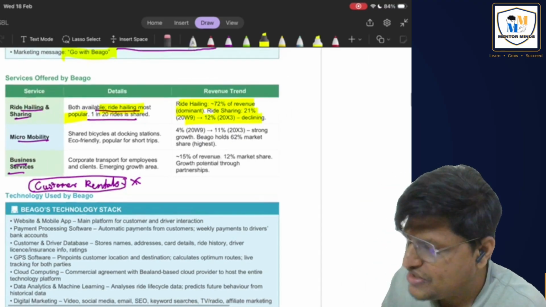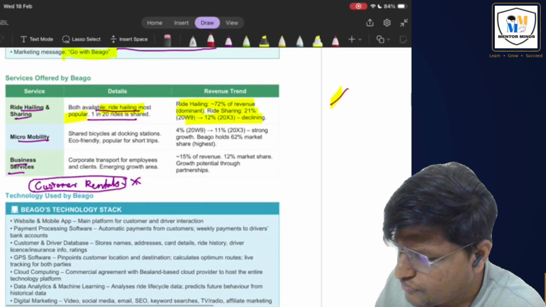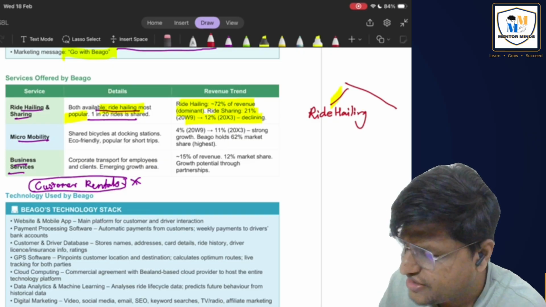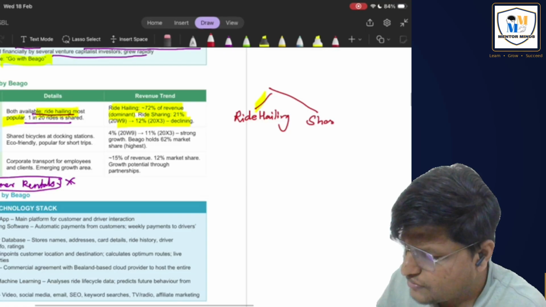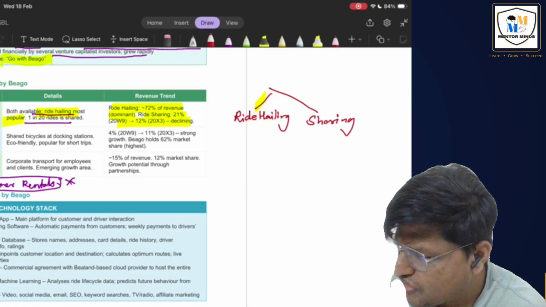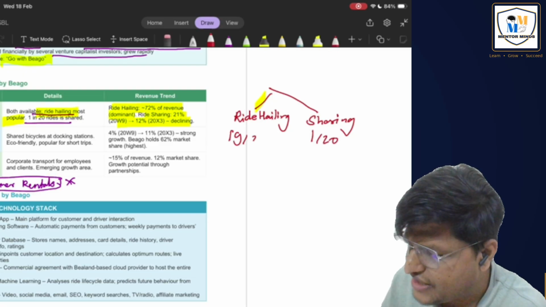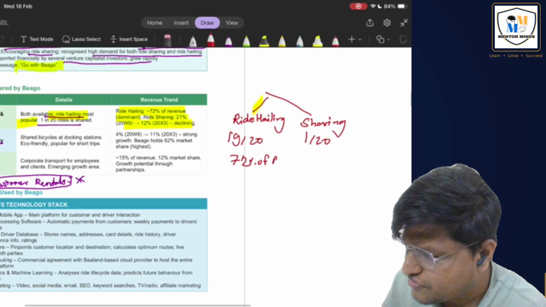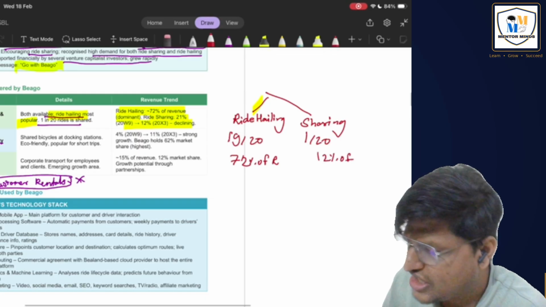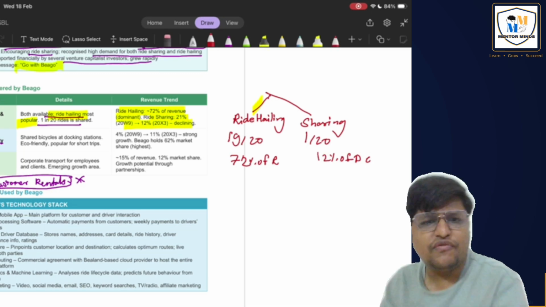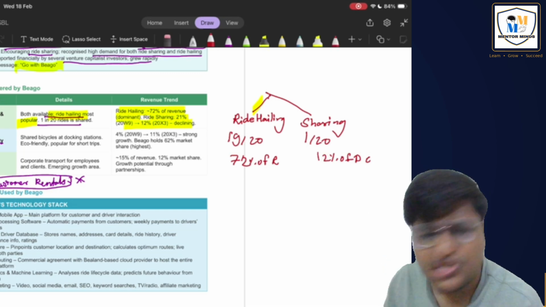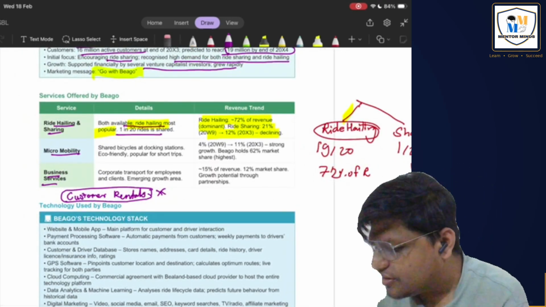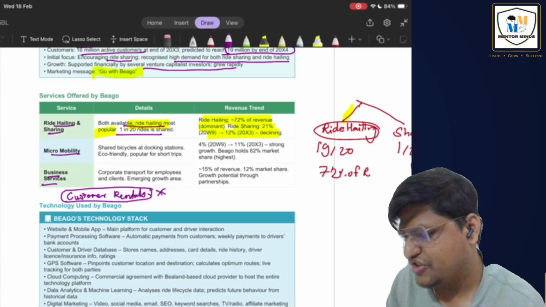Now see, they have two businesses, right? One is ride hailing and one is sharing. What they have told is that 1 of 20 is sharing, so 19 of 20 is ride hailing. Second is 72% of revenue, and 12% of revenue, which is also declining. So obviously, if we have to invest money, we will take money out of sharing and invest in ride hailing. Right? So we need to understand and give a recommendation as per the question.